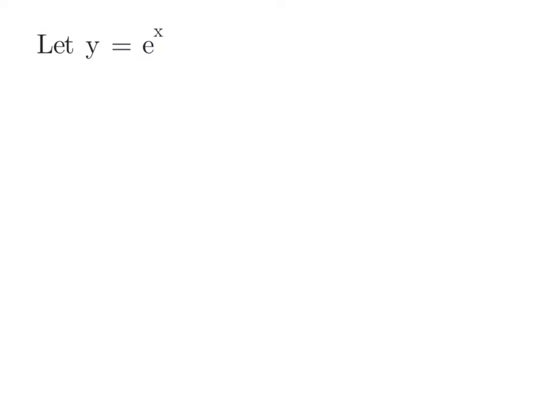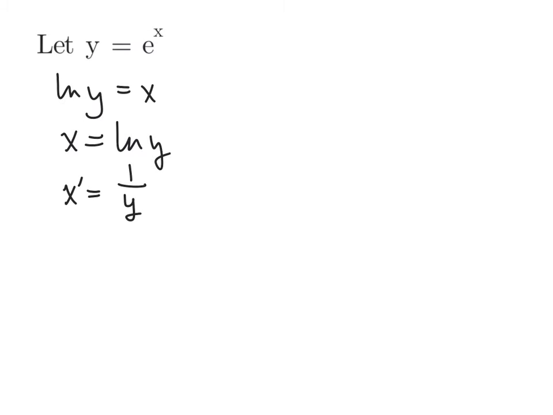So let's let y equal e to the x. Then because e and the natural log are inverses, the natural log of y would be x. Now, I hope you don't mind if I rearrange this. So it's x is equal to the natural log of y. But we can find that derivative. We just showed that the derivative of natural log is 1 over x. So this would be 1 over y.